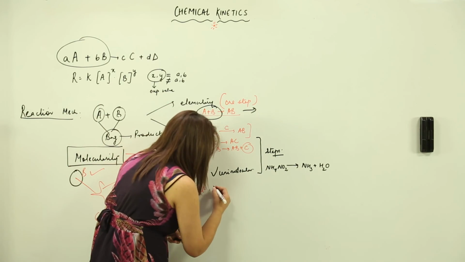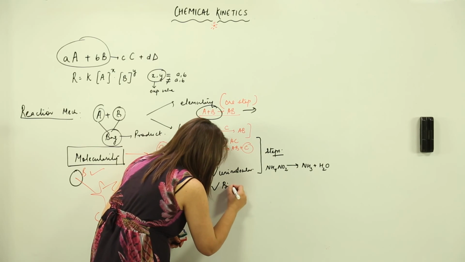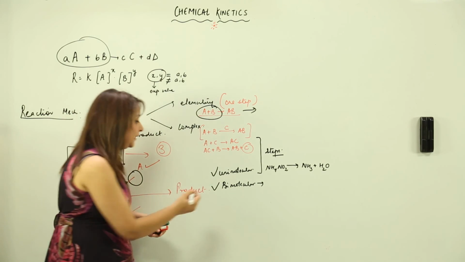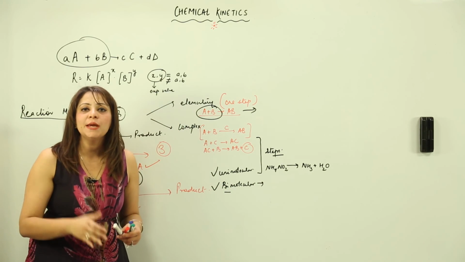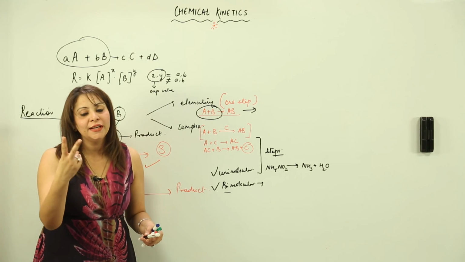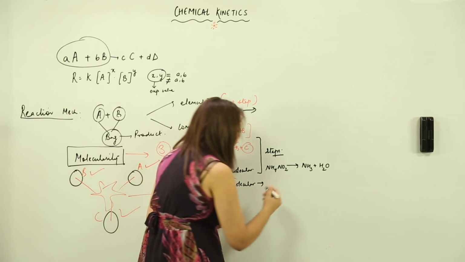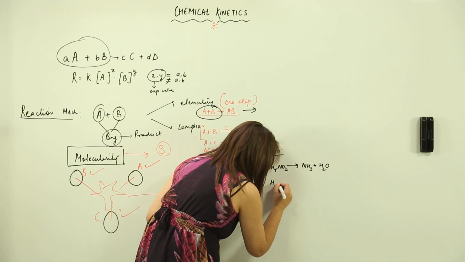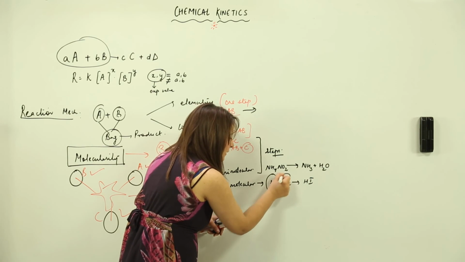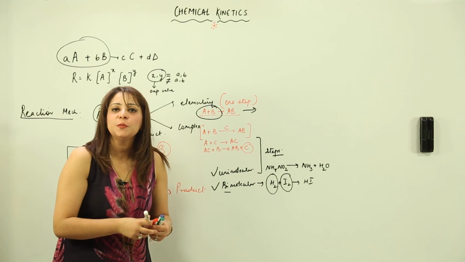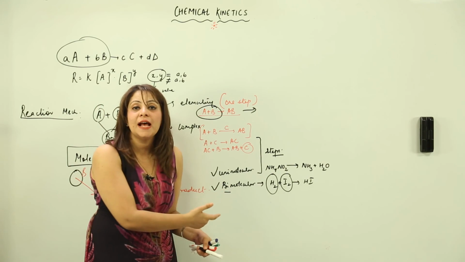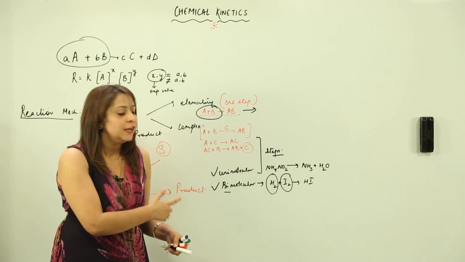And we have bimolecular reaction also. Bimolecular, bi means 2. So in a bimolecular reaction, how many reactant molecules will you see colliding with each other? Obviously 2 molecules. For example, I have this. See, this is colliding with this. So how many reactant species are colliding among themselves? Obviously 2. So that is why it is considered a bimolecular reaction.